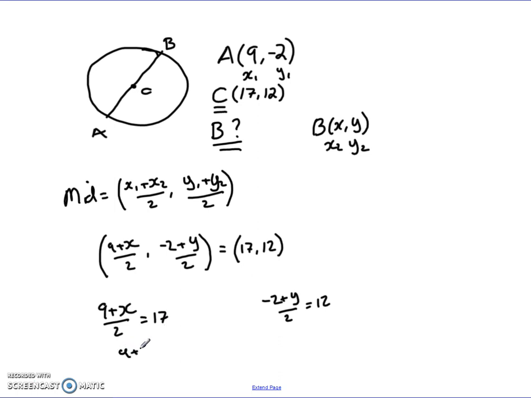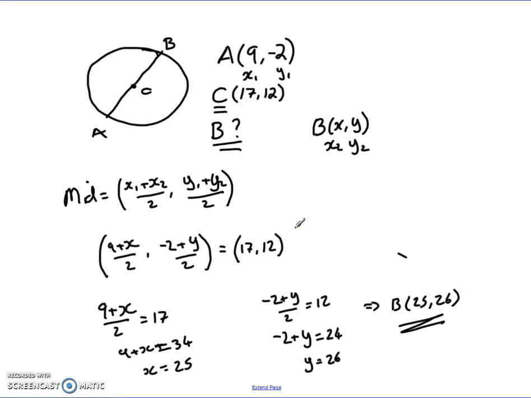So this first one here, I get that 9 plus x equals 34. So 9 plus something is 34, x equals 25. And in this one, I would end up doing the exact same start. Get negative 2 plus y equals 24. Solve it around, I get y equals 26. So what this then allows me to do is say that the point B is located at the point 25, 26. I can use the midpoint formula to reverse engineer essentially my scenario to get the other side of the line if I know the middle of it.